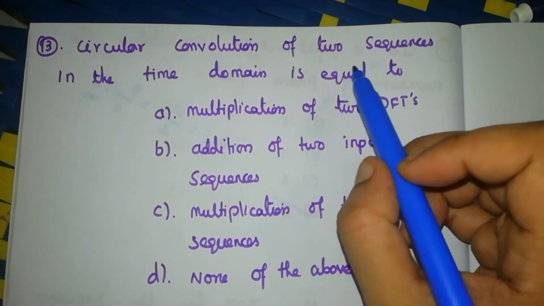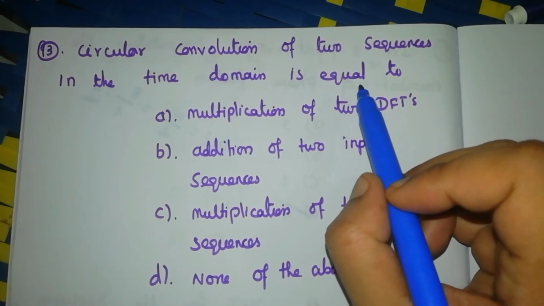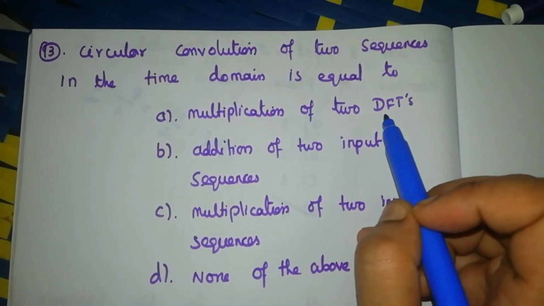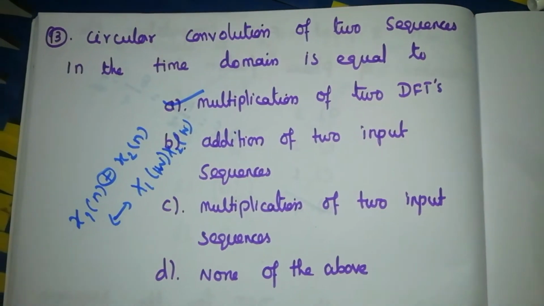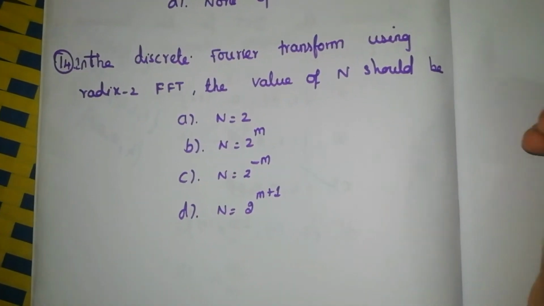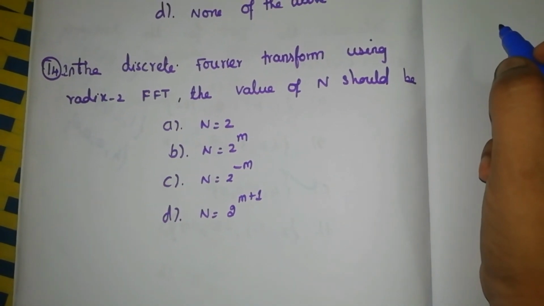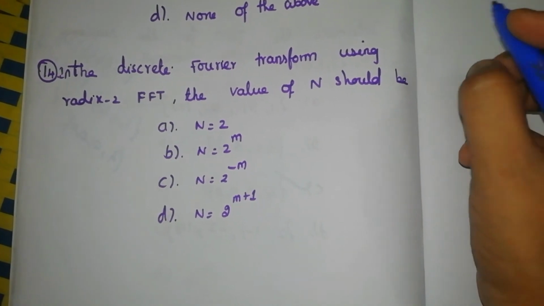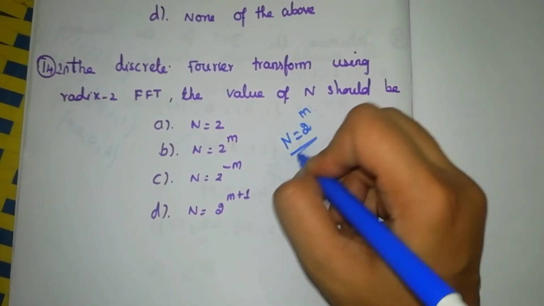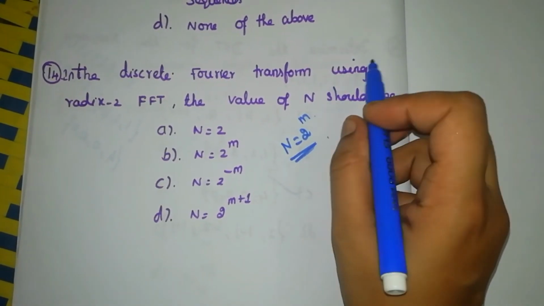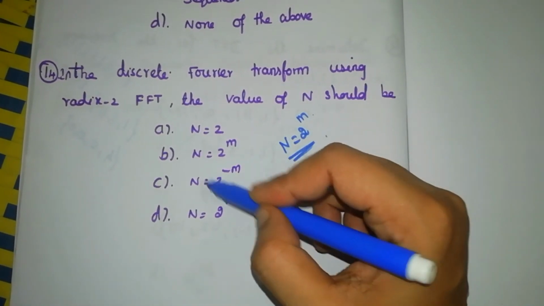Circular convolution of two sequences in the time domain is equal to the multiplication of their DFTs. So multiplication of 2 DFTs. Answer here is A. Next question, for the discrete Fourier transform using radix-2 FFT, the value of N should be equal to 2 to the power m. So this is a condition for this question. So here the answer is B.